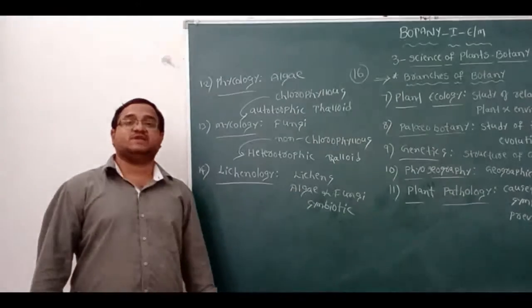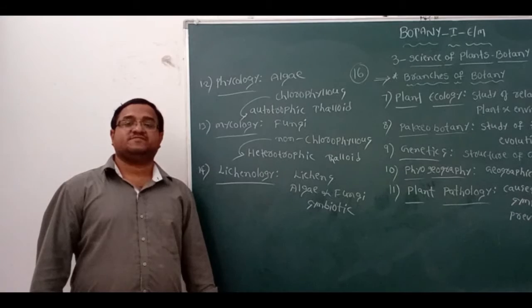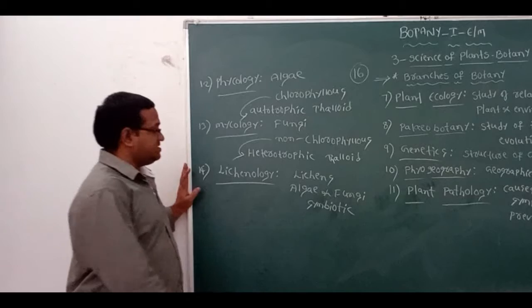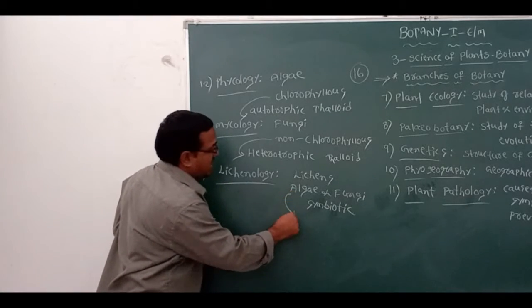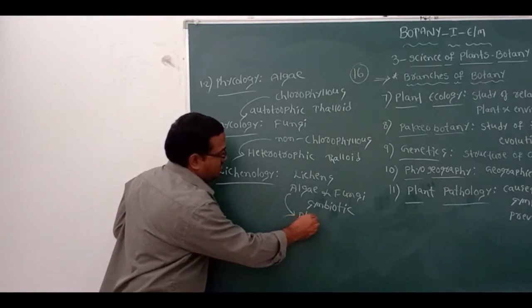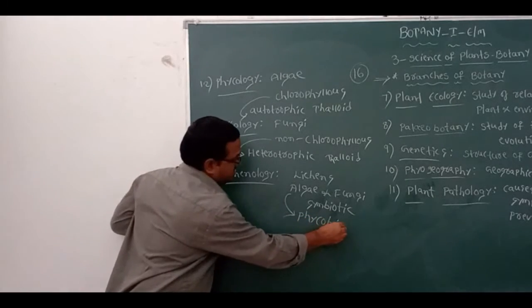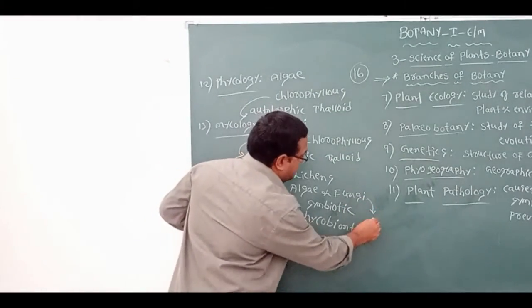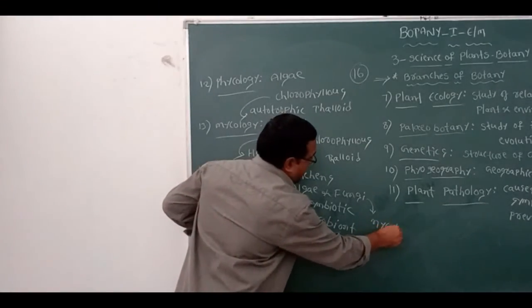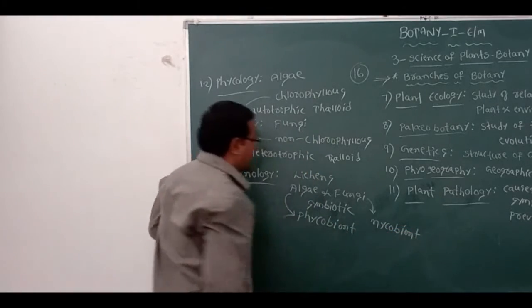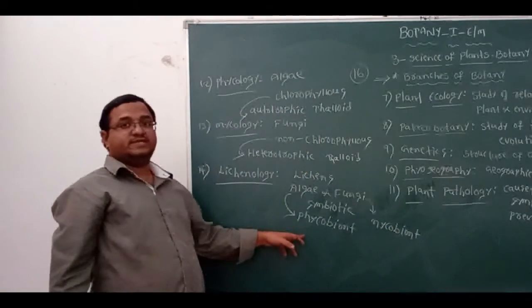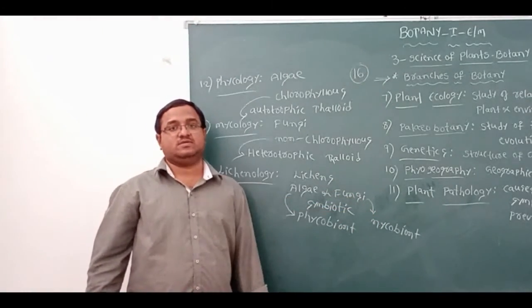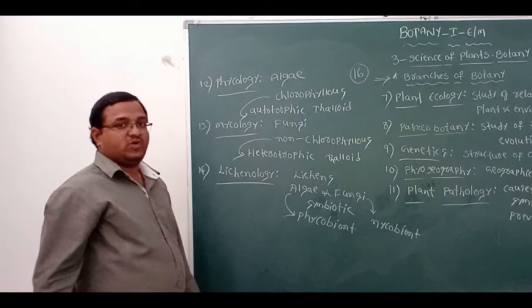So the lichens are a special group of plants which maintain symbiotic association of algae and fungi. The algal component in lichen is called phycobiont. The fungal component in the lichen is called mycobiont. The algal colony is called phycobiont, the fungal colony is called mycobiont. Phycobiont is very important for research purposes.